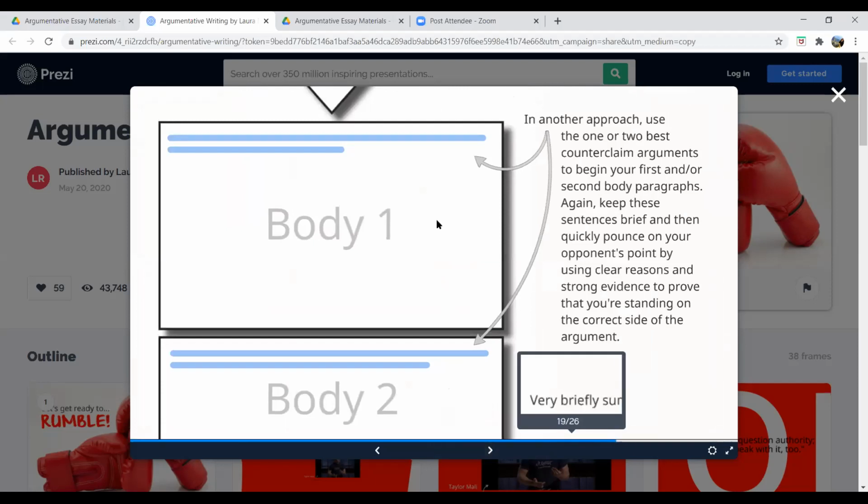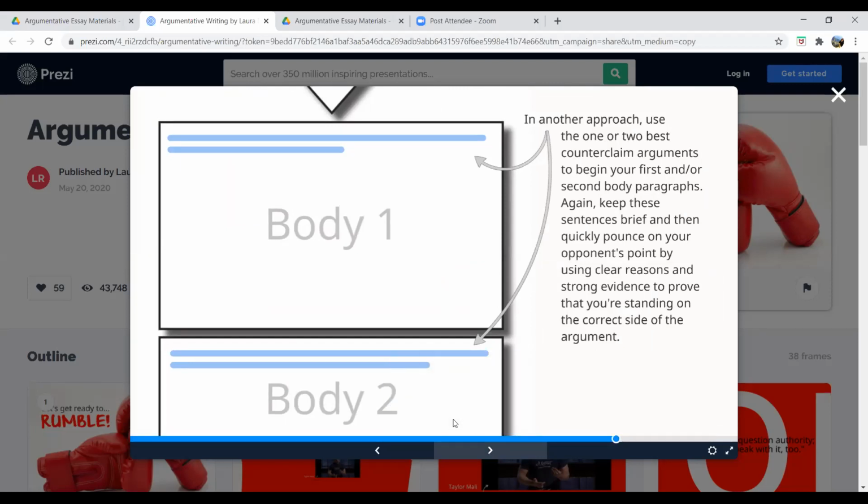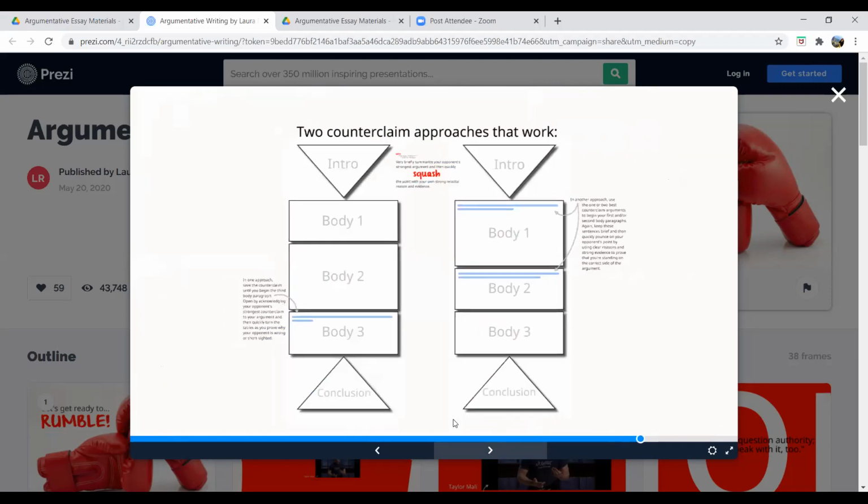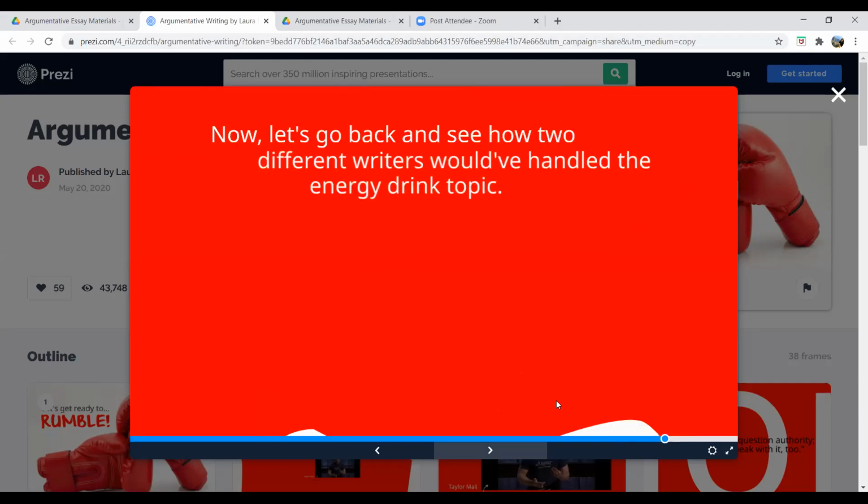They're showing another approach where people can put counterclaims at the beginning of a paragraph and tell why it doesn't work. We're not going to focus as much on the counterclaim in this class. We're going to do it, but we want to focus more on the use of the MLA format, quotations, and how to structure an argument with that claim. That's the most important for us.